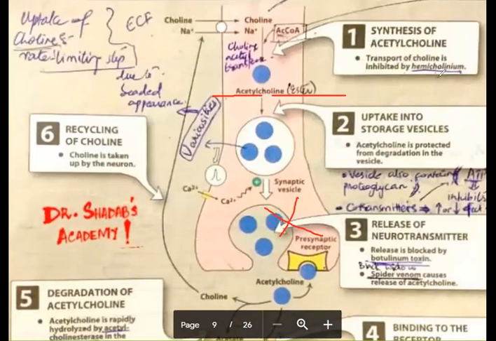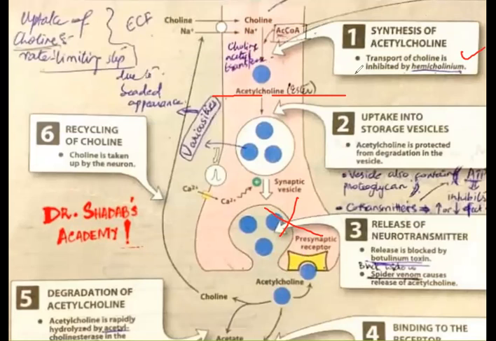Maybe the problem is because of hemicholinium, which inhibits the transport of choline. It does not allow this process to occur. This hemicholinium inhibits this step, so acetyl coenzyme A does not add up with choline and make acetylcholine. So this step is inhibited. So maybe there is a problem at this level.